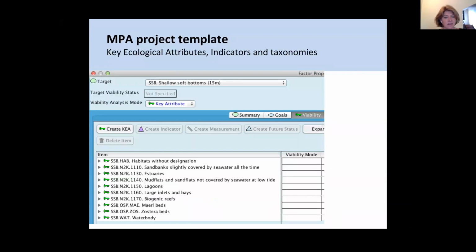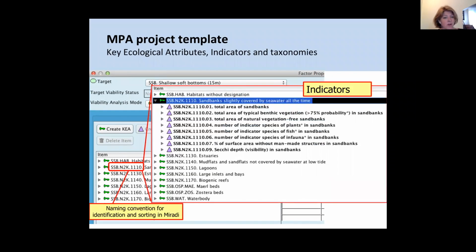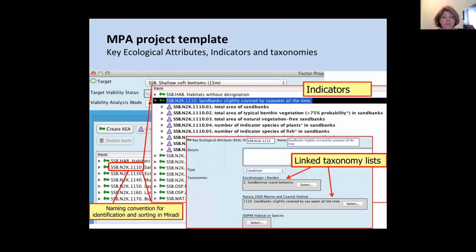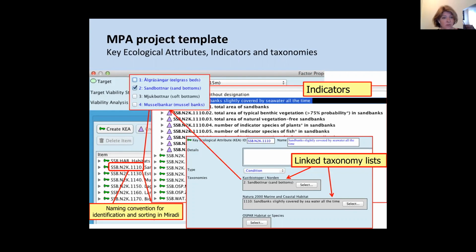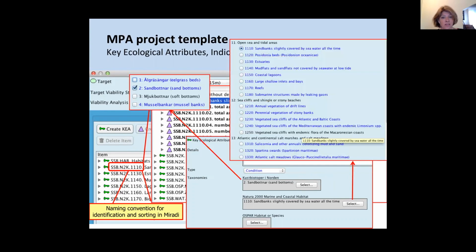And in these different archetypes behind it, you will recognize here the view of a target view in Miradi, focusing on a particular biological target called shallow soft bottoms. And what we did is we included, let's say, the whole list of associated and other habitats with this particular biological target, and linked it completely through to the relevant taxonomy list. So in this case, the taxonomy list included a national list, but also a Natura 2000 list.